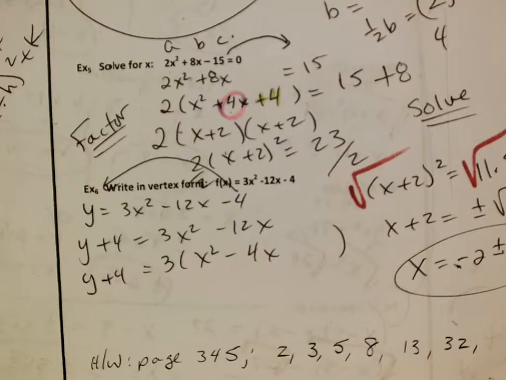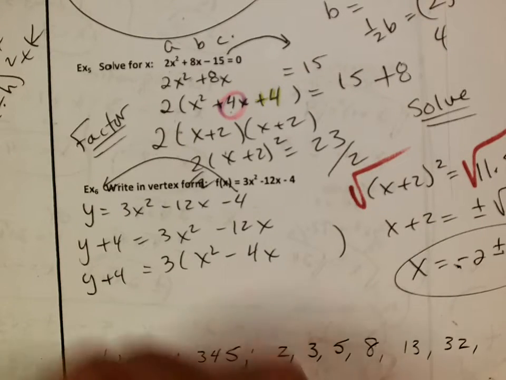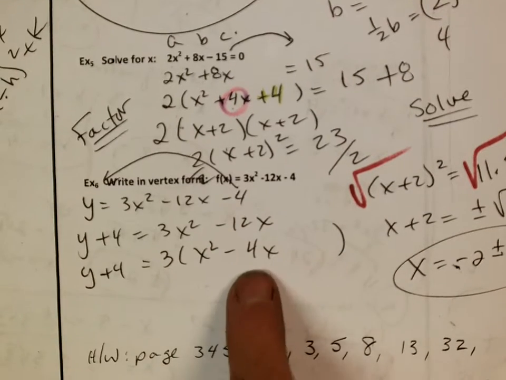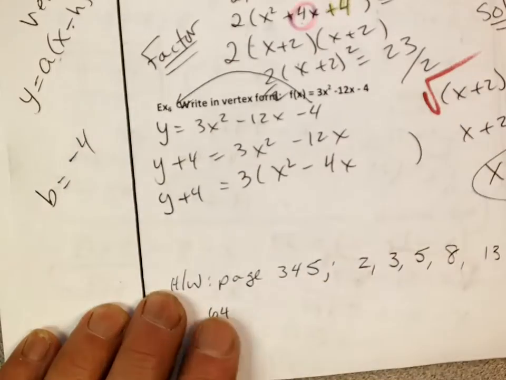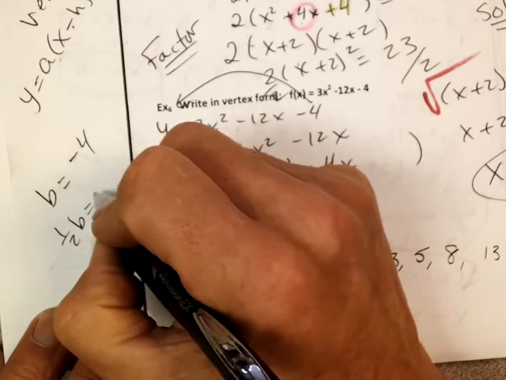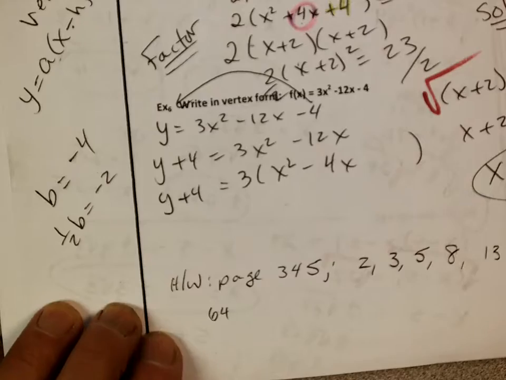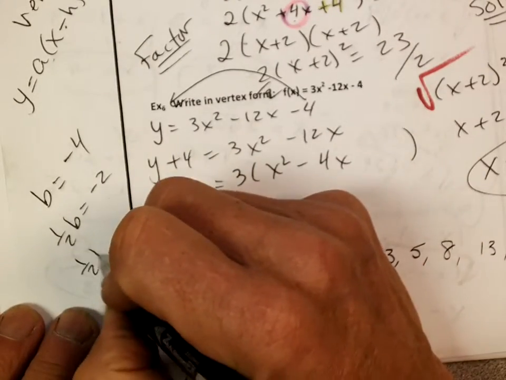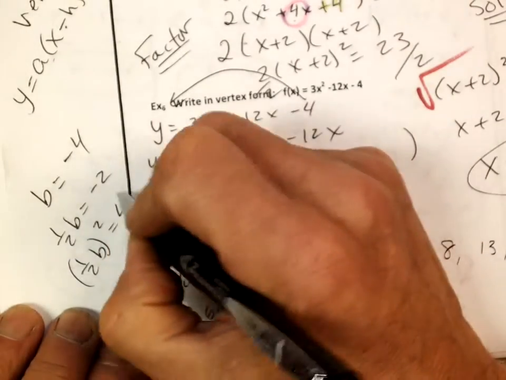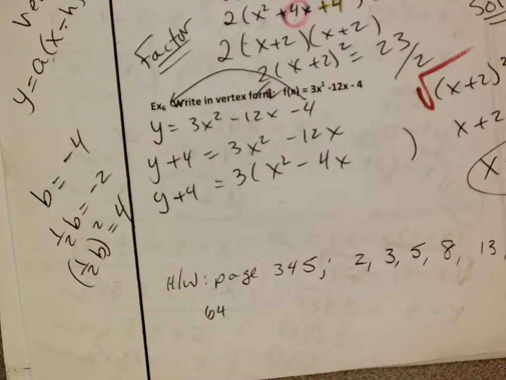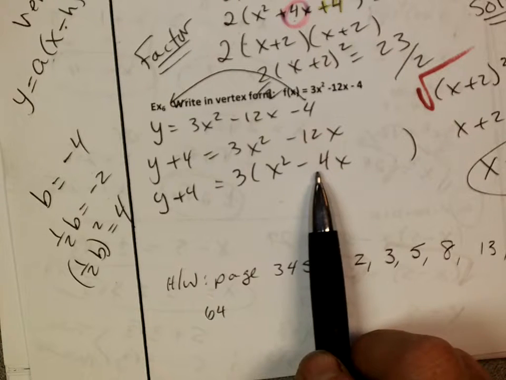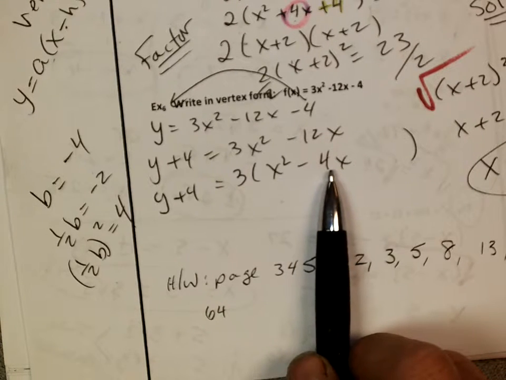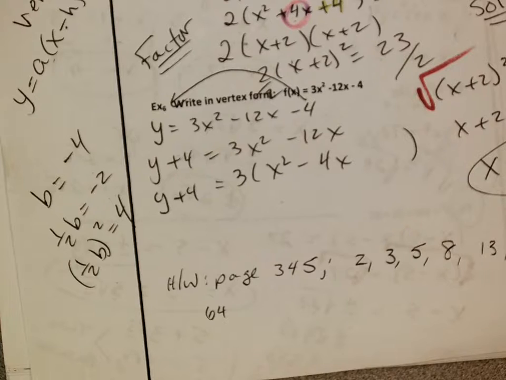Now I'm going to do this, one half b, squared. So what is b? B is negative 4. Half of that is negative 2. And if I square that, I get positive 4. All I do is take this number, take half of it, and square it. That's all I do. Now I get an answer of 4. So I'm going to plug in 4.